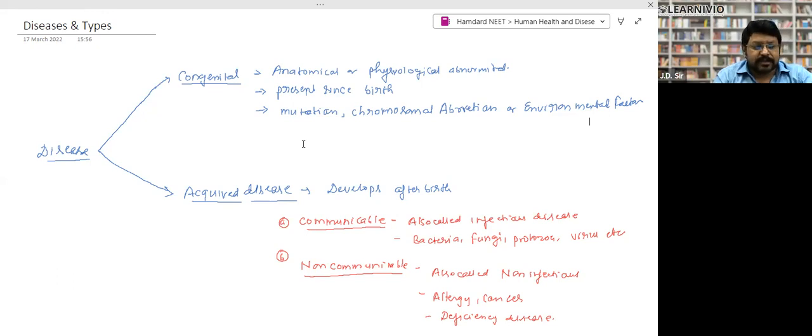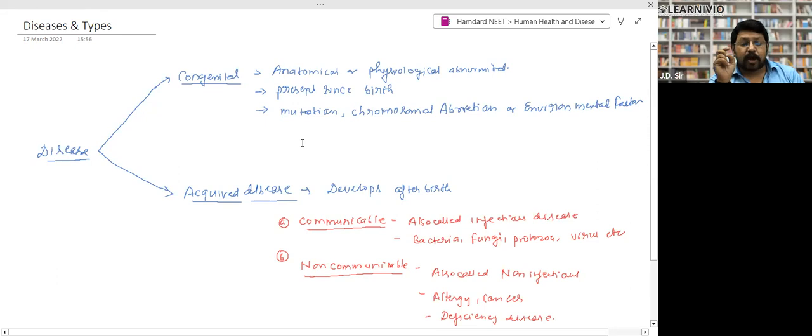The next is the acquired disease. So what is an acquired disease? Acquired diseases are those which a person acquires in the environment after taking birth. So they develop after birth. That is the basic difference between congenital and acquired disease. Acquired diseases can be of two types. First, communicable, and second, non-communicable.